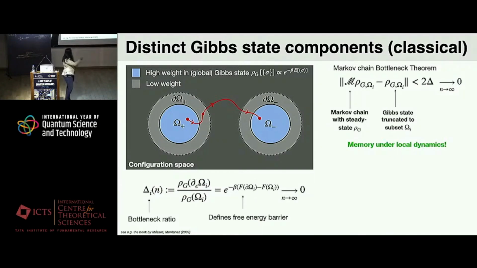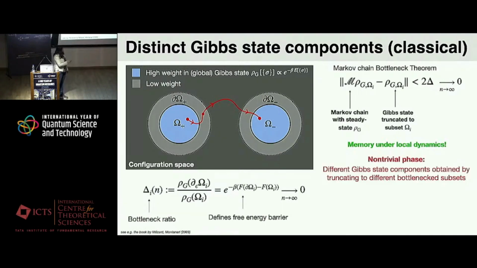Okay, and you can show that there would be these bottlenecks, but then the system retains memory here. Okay, so the non-trivial phase that we're talking about is that you can get different Gibbs state components by simply truncating. You say that you have this bottleneck, but the ratio of the weight in the bottleneck to the weight in your system is going to 0 anyway, so you might as well just truncate and forget that you had this larger space, because if you start off here, you're really never going to access that.